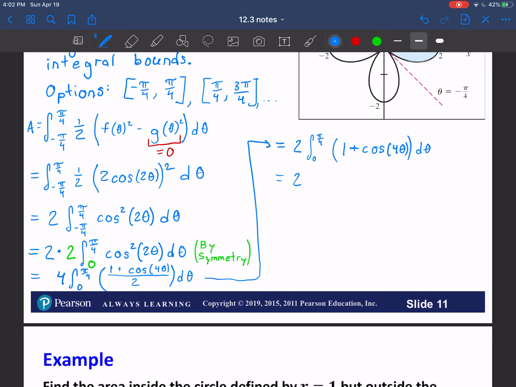We're going to get 2 times theta. Alright, so the integral of cosine of theta is sine of theta, or not sine of theta, sine of 4 theta, and we have to divide by that 4, so we get 1/4 sine of 4 theta, evaluated from 0 to pi over 4.